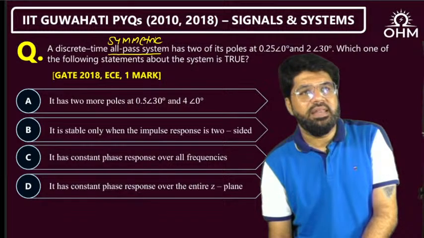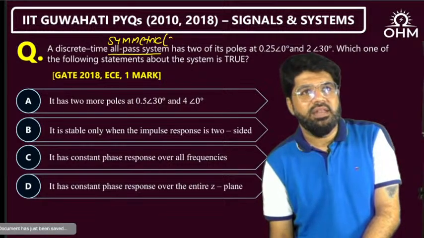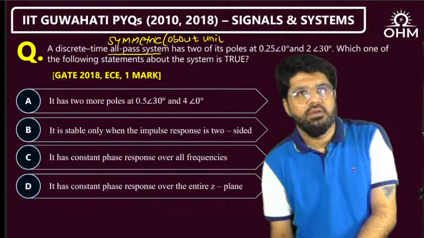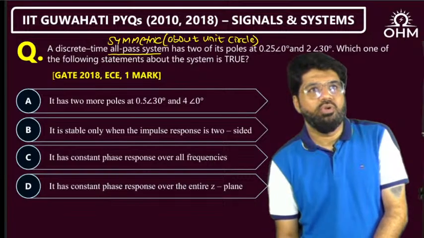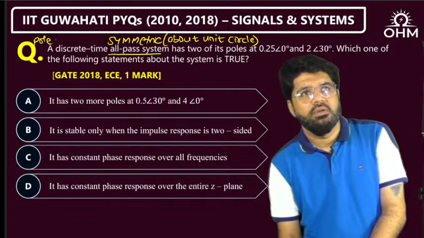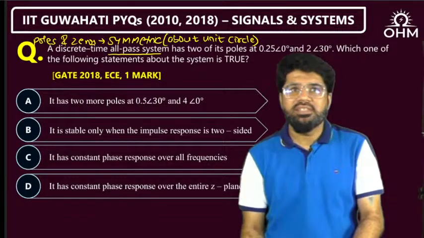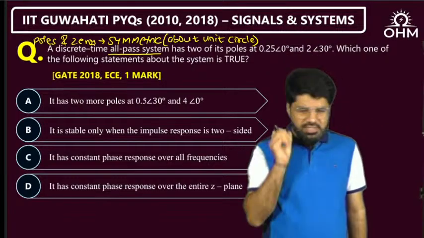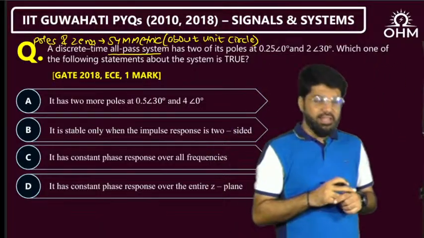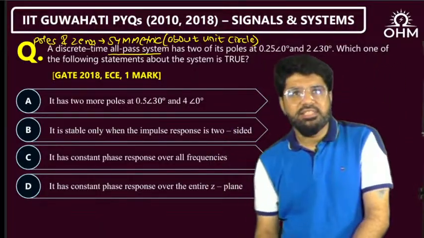It has symmetry. Okay, symmetry about what? Symmetric about the unit circle, poles and zeros. What does this symmetry mean? Symmetric about the unit circle: if one is outside, the other is respectively inside.